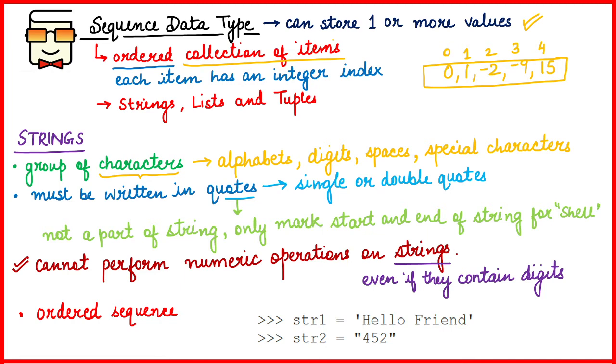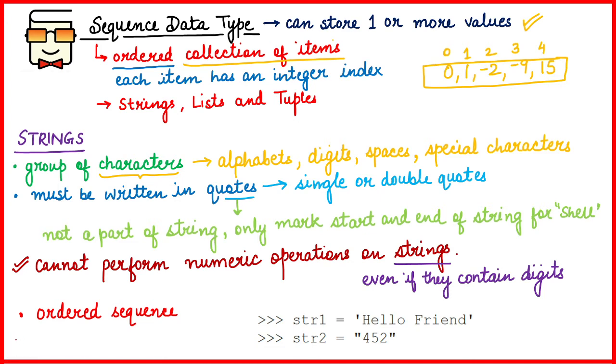Indices are integer values that are assigned to all the items of the collection, and these integer indices start from 0 and they proceed in the positive direction. Okay, so the three types of sequence data are strings, lists and tuples. First, we would be starting with strings.